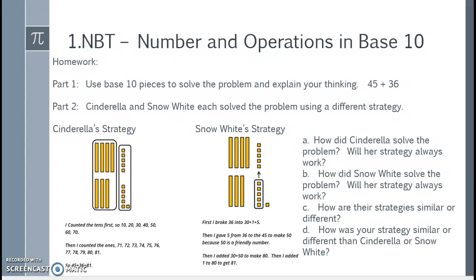This may be easiest to use a manipulative. I've got base 10 pieces as a virtual manipulative, or feel free to do paper and pencil as well. Then upload to the appropriate location. I called it Cinderella and Snow White strategies into Moodle.